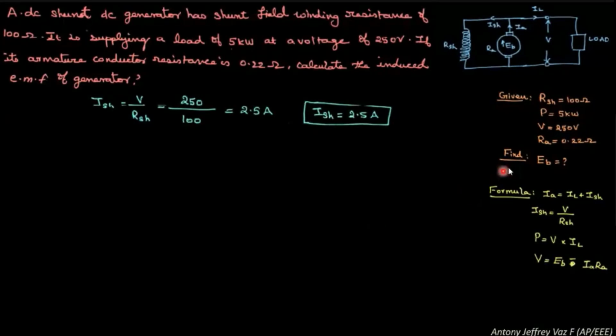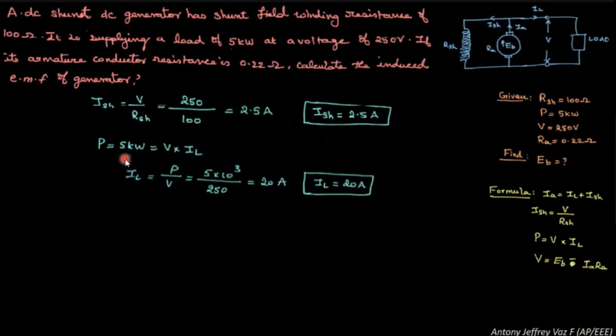You can apply all the given values present here and you can find the shunt field current. So ISH is equal to V by RSH. V is 250, RSH is 100. So 2.5 amperes is flowing through the shunt field. So ISH is equal to 2.5 amperes.